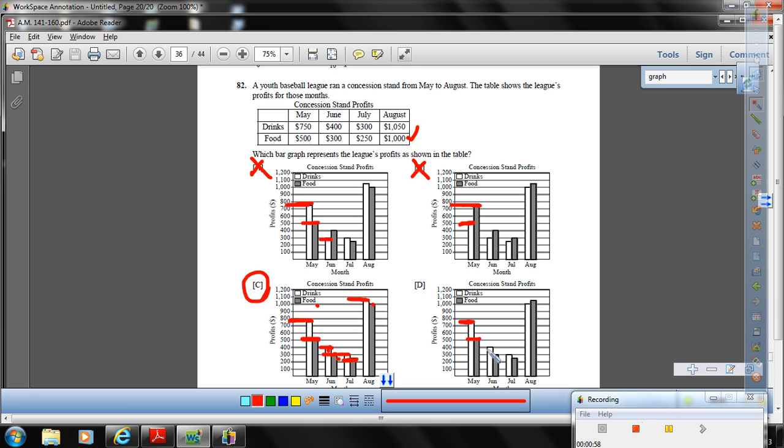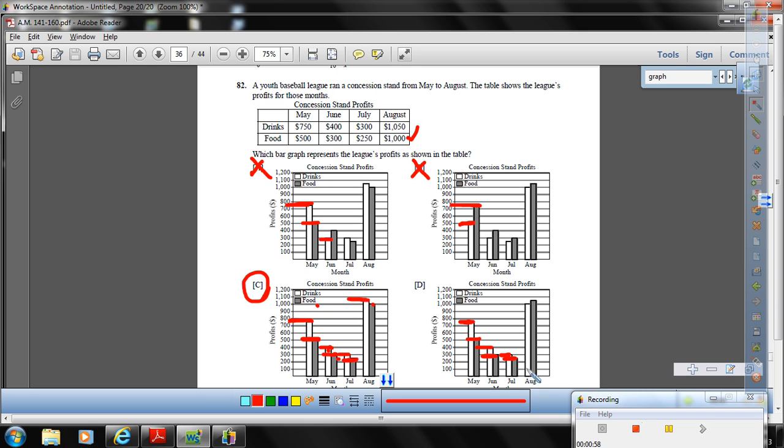In the month of June, we have $400 in drinks, the same as our chart, and about $300 in food. Our chart still matches. In July, we have $300 in drinks, and between $200 and $300, or about $250, in the month of July for their food.